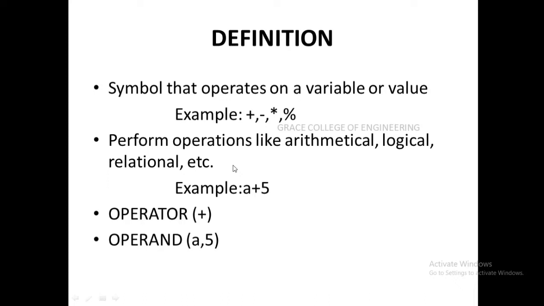So we can see an example of a plus 5. Here plus is called the operator. So plus is a symbol and this is called the operator. A and 5, which are required to perform the operation, are called operands. This operand can be either a variable or a constant.